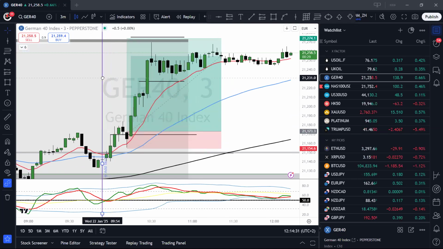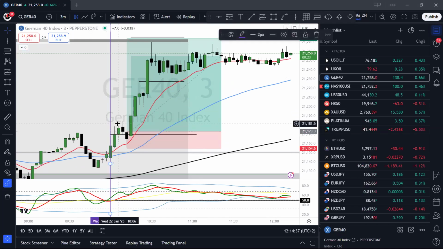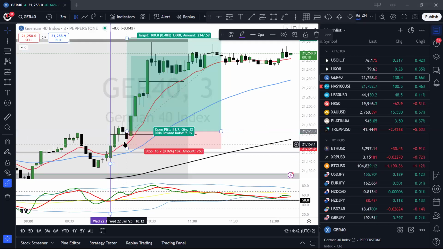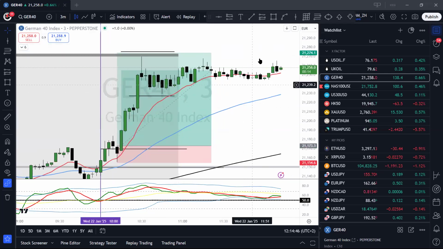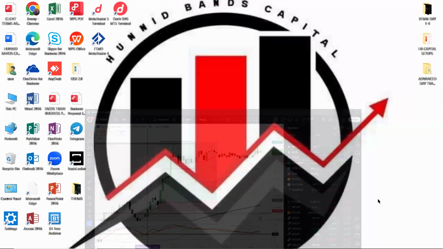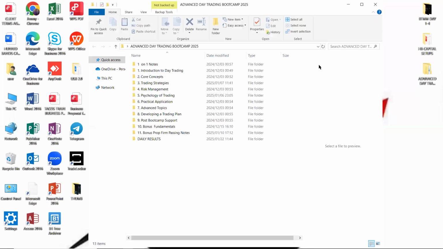Just to clarify here, let's see. I wanted to check if we've got an imbalance. I don't see it, but anyways, the 10 o'clock candle is this one. We are now active. Price retraces to the 13 EMA. We get a nice rejection. We enter our trade. Let's see if it was the same thing we shared.